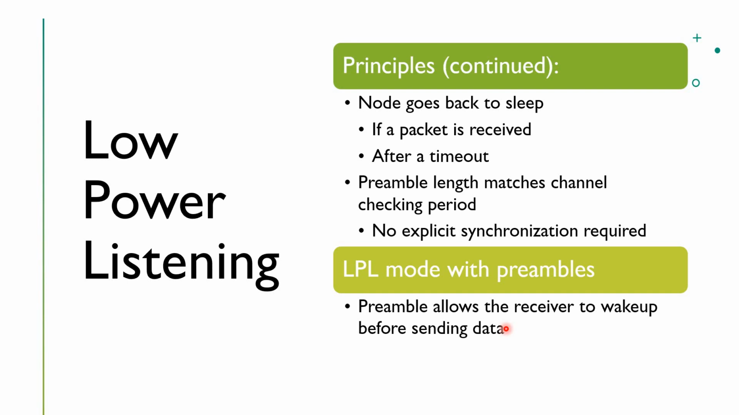If it receives a packet and understands that this packet is intended for this receiver, then after receiving the packet, it will go back to sleep. Otherwise, it will keep waiting, and if no packet is intended for the receiver, after a timeout period it will go back to sleeping, or go back to low power listening in this case. So this is low power listening with preamble in short.